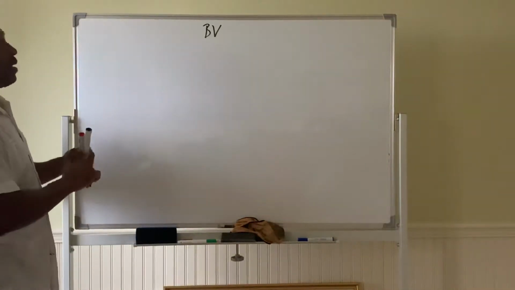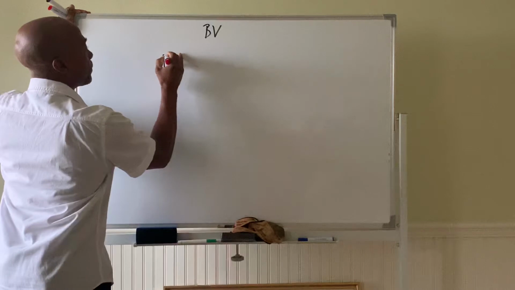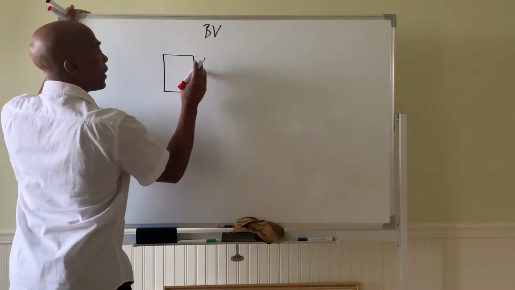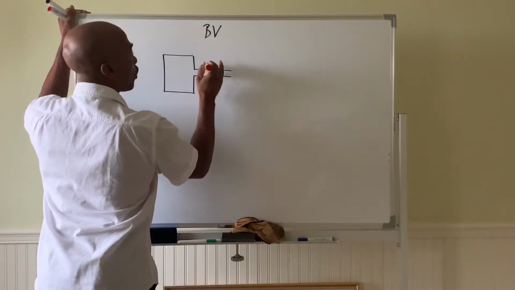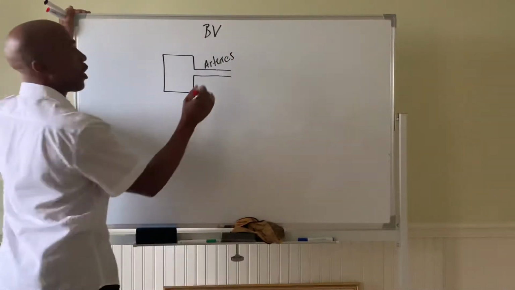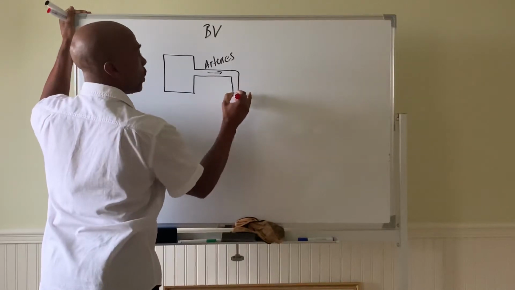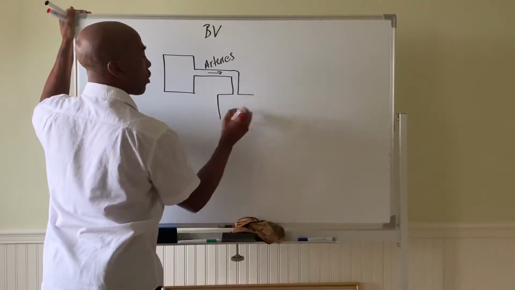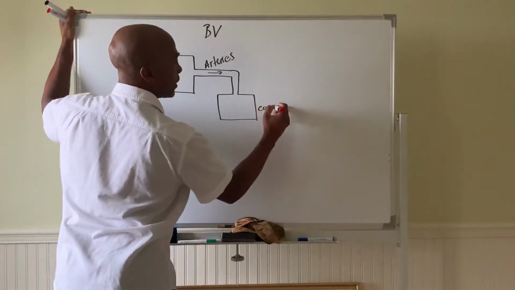So the blood vessels come in three types, all right? This is your heart here. Blood vessels that carry blood away from the heart are called arteries. So arteries carry blood from the heart. Then those blood vessels will carry the blood into capillaries. These are exchange vessels called capillaries.